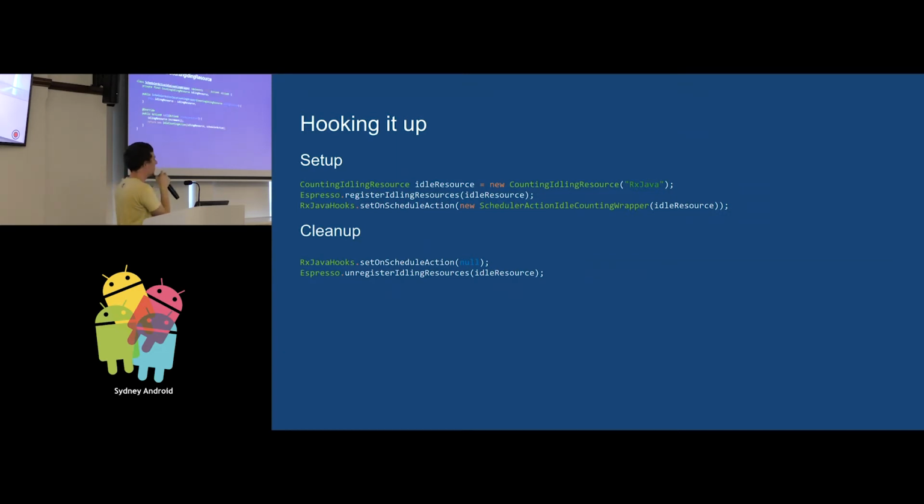We also want a way to wrap these actions that are being passed into a scheduler and increment the counter so that it's going to be consistent. And we're going to come back to almost the same thing as we've been doing before. The RxJava hooks allow us to pass in a mapper function that will wrap or decorate the actions that are being run on a particular scheduler. So this will allow us to maintain our idle counting resource, which is going to integrate nicely with Espresso.